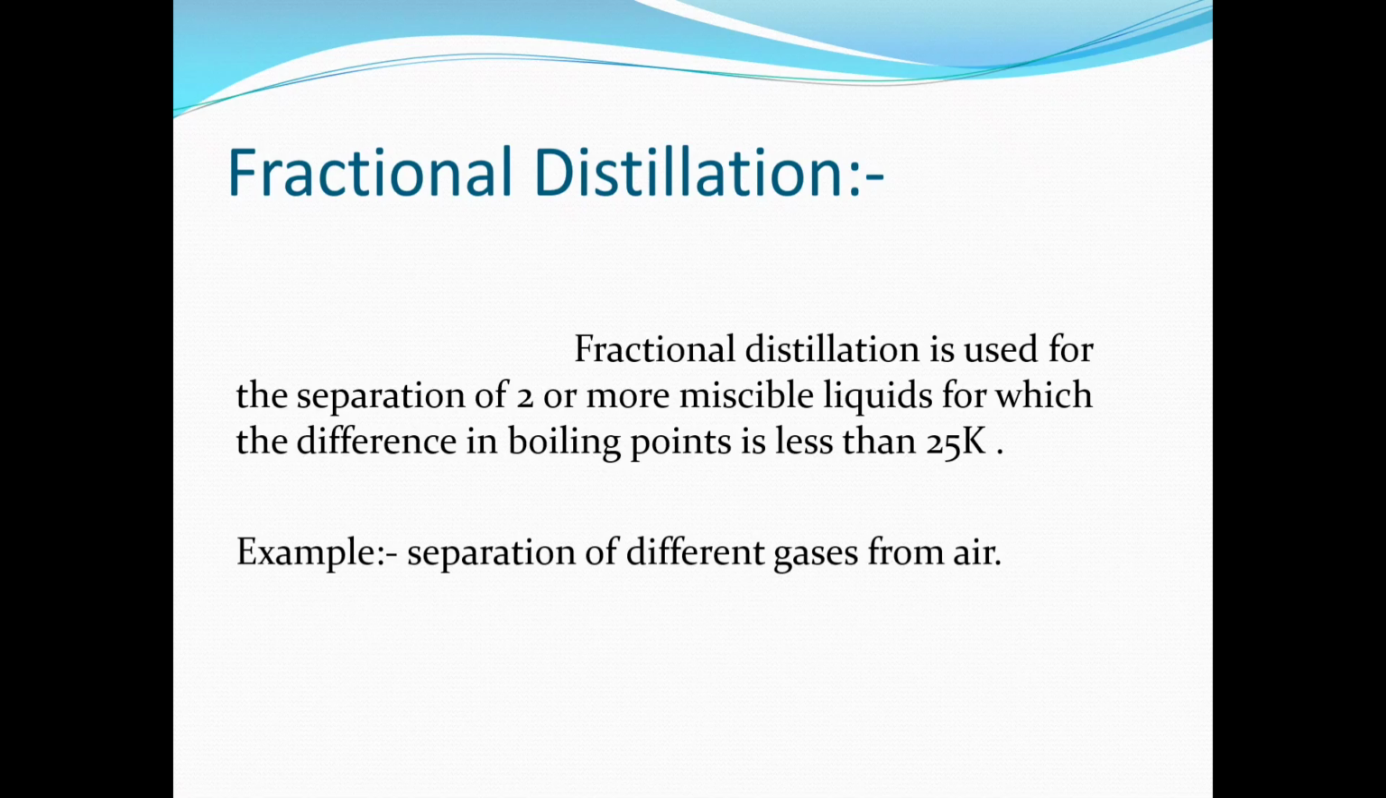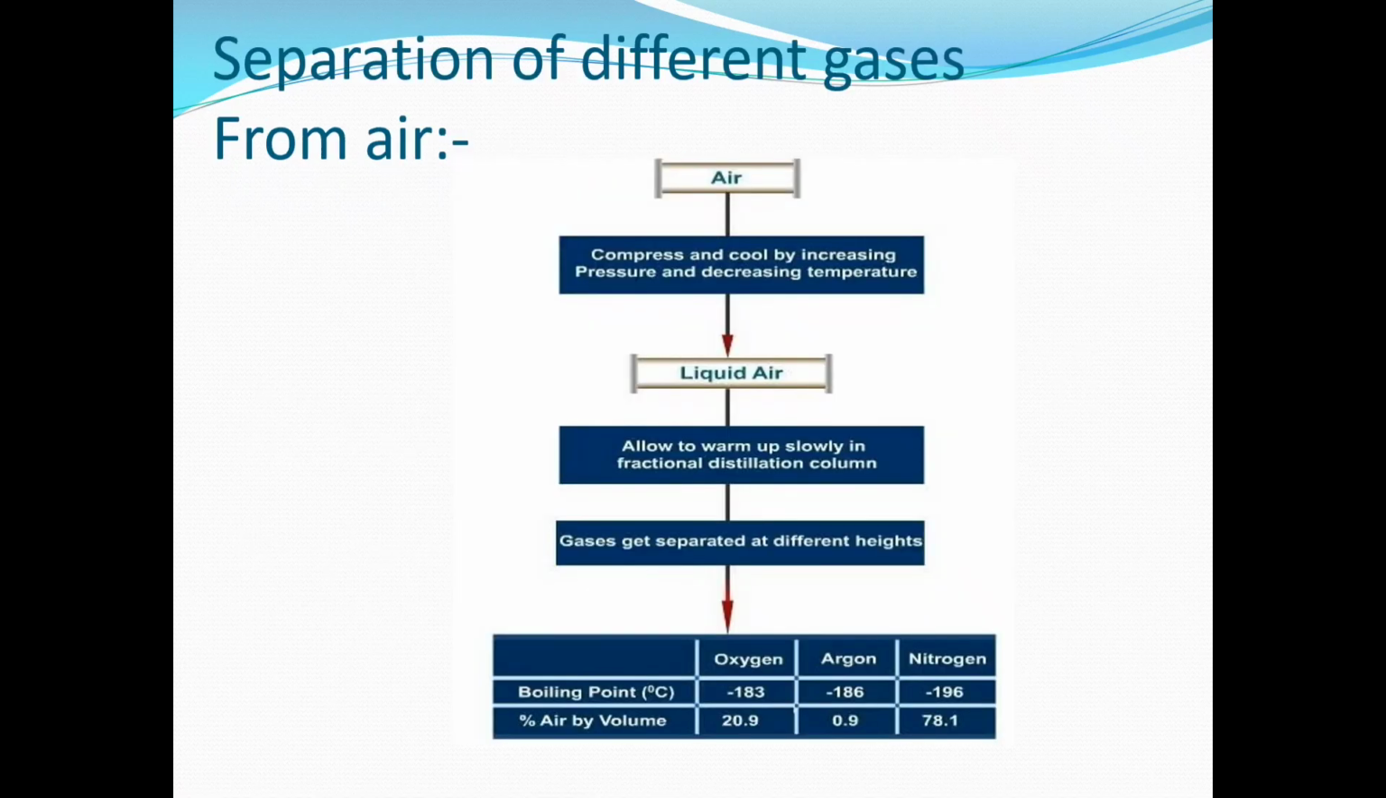And the main example of fractional distillation is the separation of different gases from air. So here we can see the separation of different gases from air. As we all know, air is a mixture of different gases, and in order to separate those gases, first we will compress the gas by increasing pressure and decreasing temperature. Then we will get liquid air, and that liquid air will be allowed to warm up. Then, as the different gases present in the air have different boiling points, we can separate them easily by applying fractional distillation.